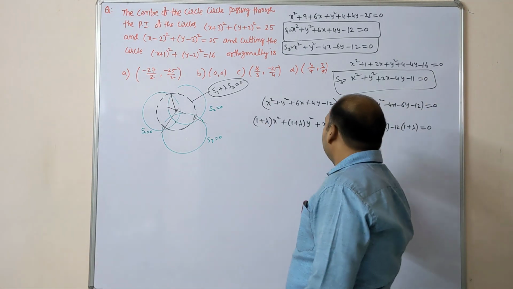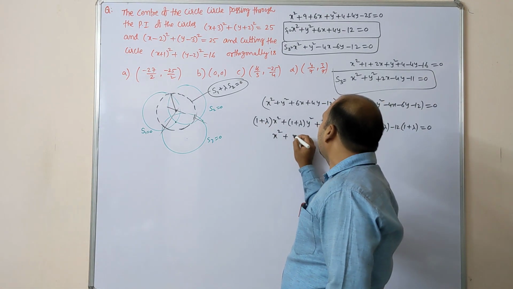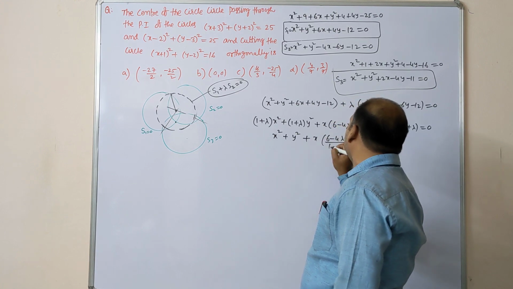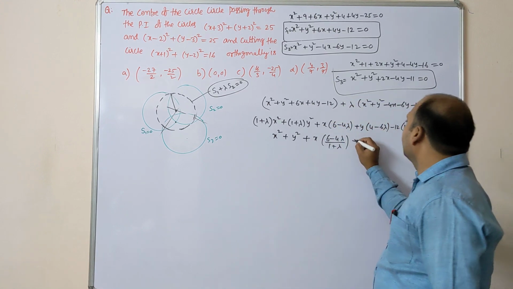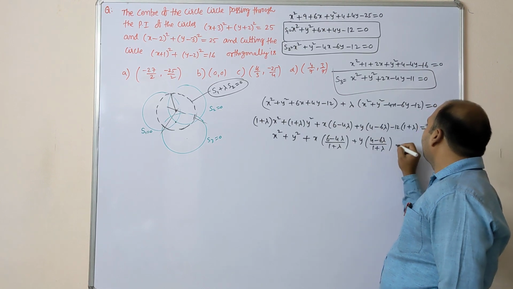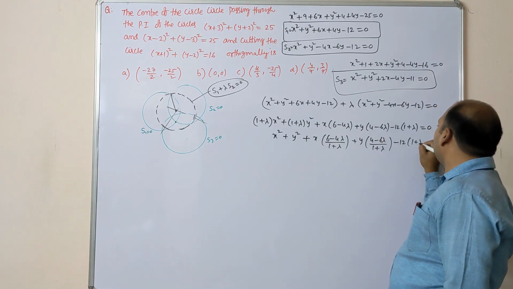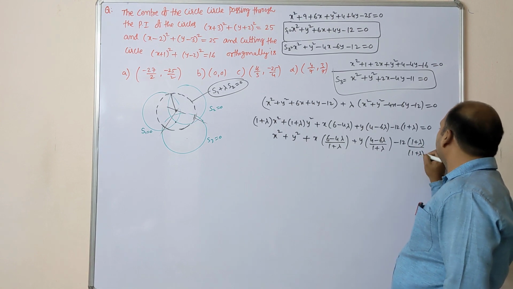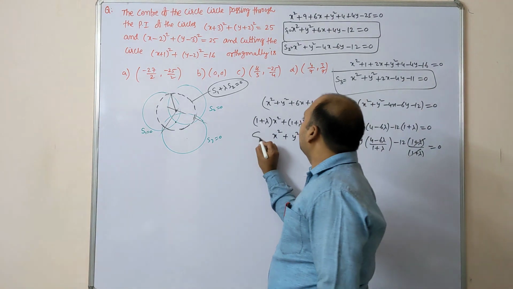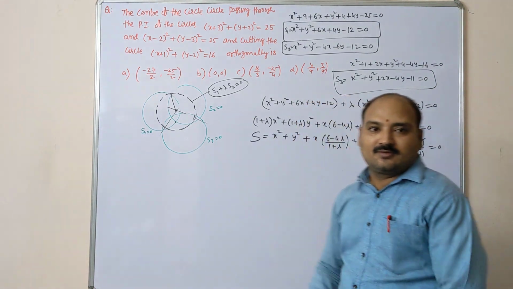So dividing by 1 plus lambda, it will become x square plus y square plus x into (6 minus 4 lambda) by (1 plus lambda), plus y into (4 minus 6 lambda) by (1 plus lambda), minus 12 into (1 plus lambda) by (1 plus lambda). So anyway, this will be cancelled. This is S equal to 0, you take, dear students.